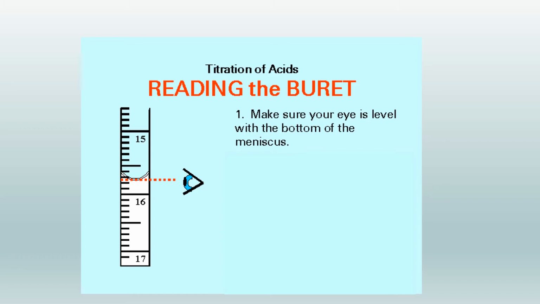The red line that you see there is the volume of the solution right now. You want to read the volume to 0.01 milliliters, which means in this case, you will not read the volume of this solution to be 15.7 or 15.8. Instead, you'll read it as 15.75 so that we have those two decimal places.